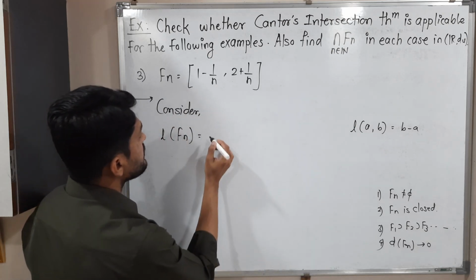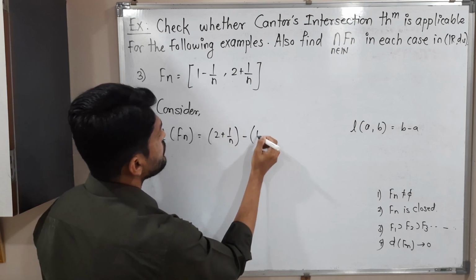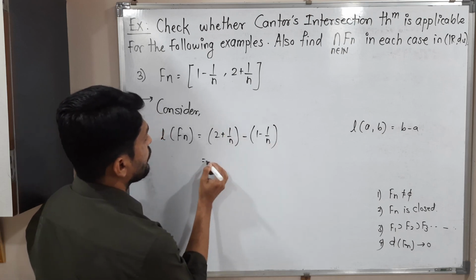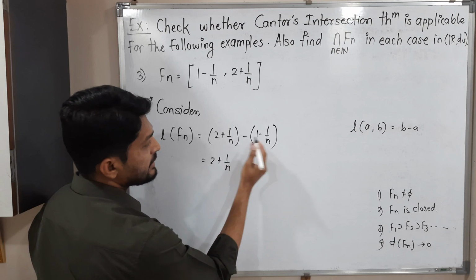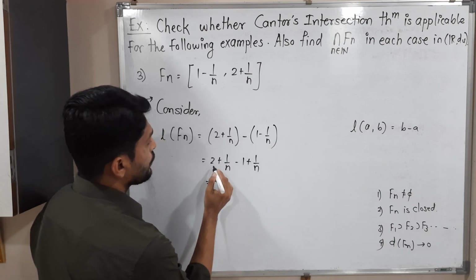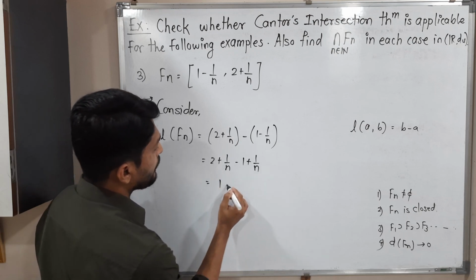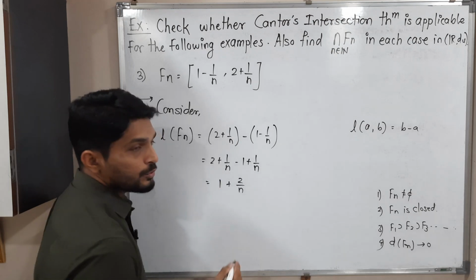So the last point is 2 plus 1 by n, minus the first point, 1 minus 1 by n. When we solve the bracket, the sign will get changed. Agree? So 2 minus 1 is 1, and 1 by n plus 1 by n is 2 by n. Okay, so now what will I do?